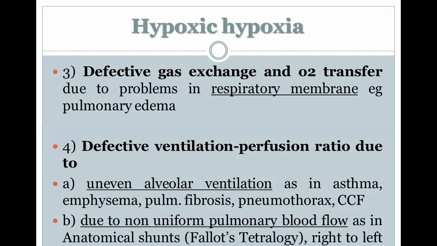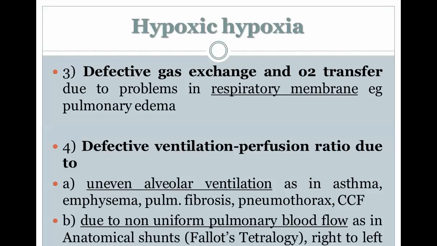Defective ventilation-perfusion ratio, due to uneven alveolar ventilation as in asthma or emphysema or pulmonary fibrosis, or due to non-uniform pulmonary blood flow as in anatomical shunt, tetralogy of Fallot. In the Fallot or the shunt, what do you expect the AA gradient? High or low? Very high. Why? Alveolar is normal.